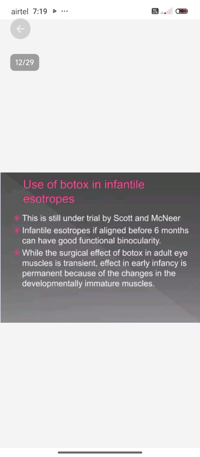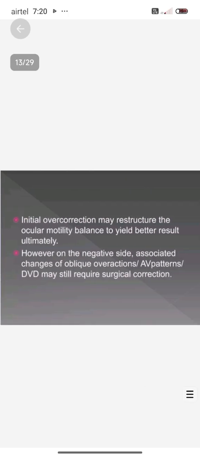Infantile esotropia aligned before 6 months can have good functional binocularity, while surgery is effective for Botox in adult eye muscles. The transverse effect of early infancy is permanent because of the change in the developmental maturity of muscles. Infantile overcorrection may reset, and ocular binocular balance yields a better result ultimately. However, on the negative side, associated changes in binocular oblique overaction, A-V patterns, and DVD may still require surgical correction.